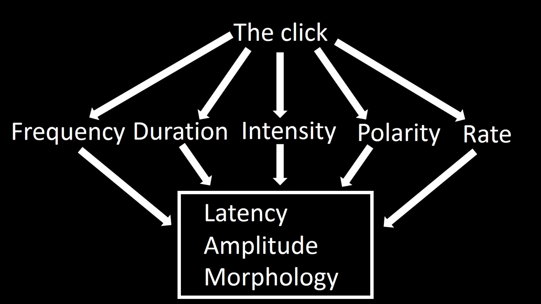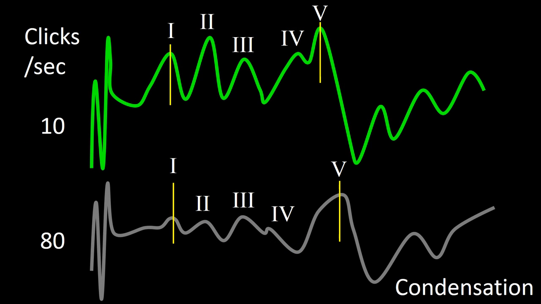The fifth factor that influences wave characteristics is rate. In this frame, all stimulating factors have remained fixed except the rate of the stimulus being delivered. At 10 stimulations per second, all waves look more prominent and latencies are shorter, especially the latency to wave 5, than at 80 stimulations per second. The drop in amplitude is more prominent in wave 1 than in wave 5.